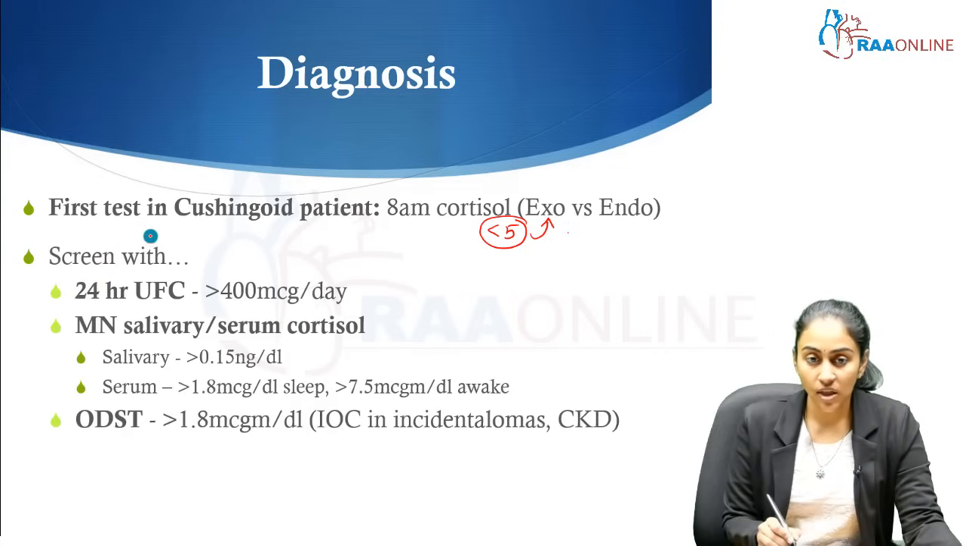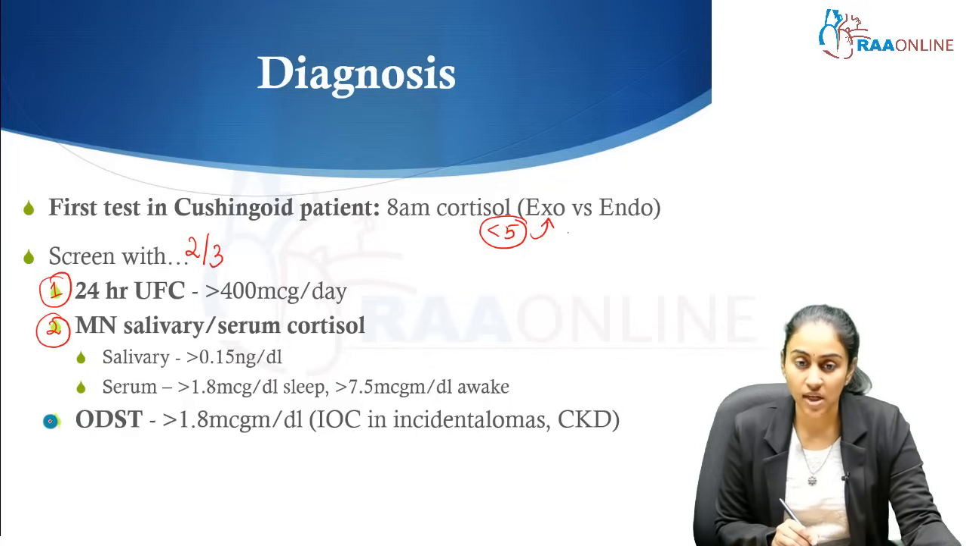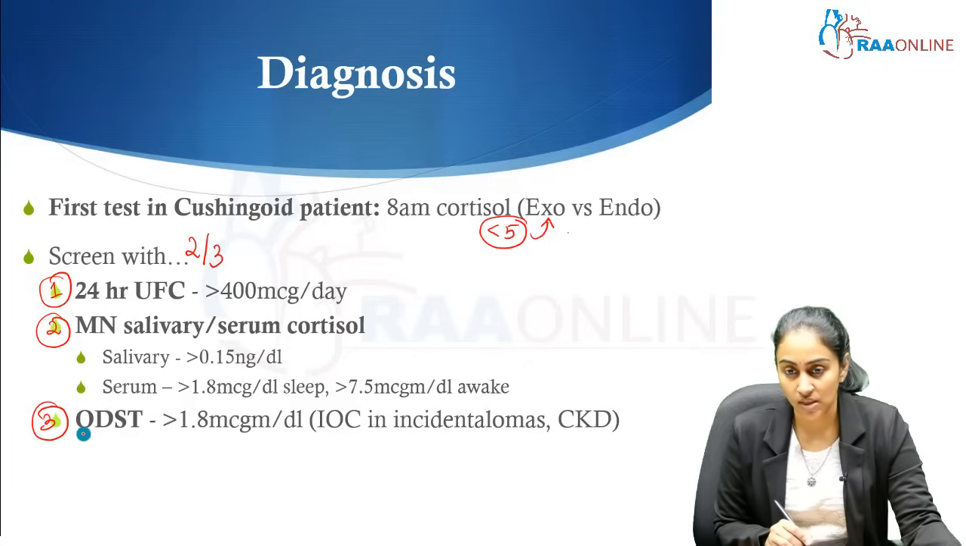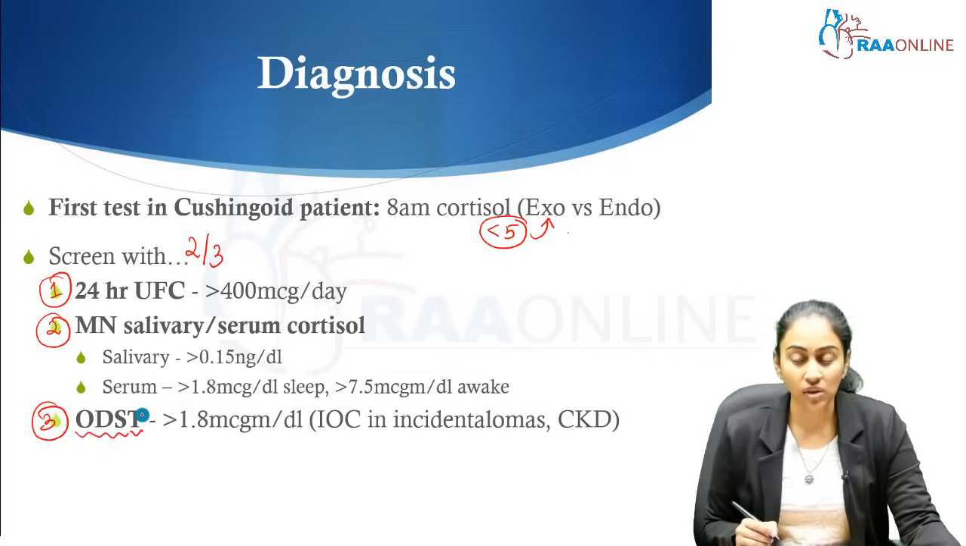You can screen with any 2 out of these 3 screening tests. You have a 24-hour urine free cortisol, midnight salivary or serum cortisol, and overnight dexamethasone suppression test. This is more convenient to do and it's easier to collect. So, this is what we generally do.